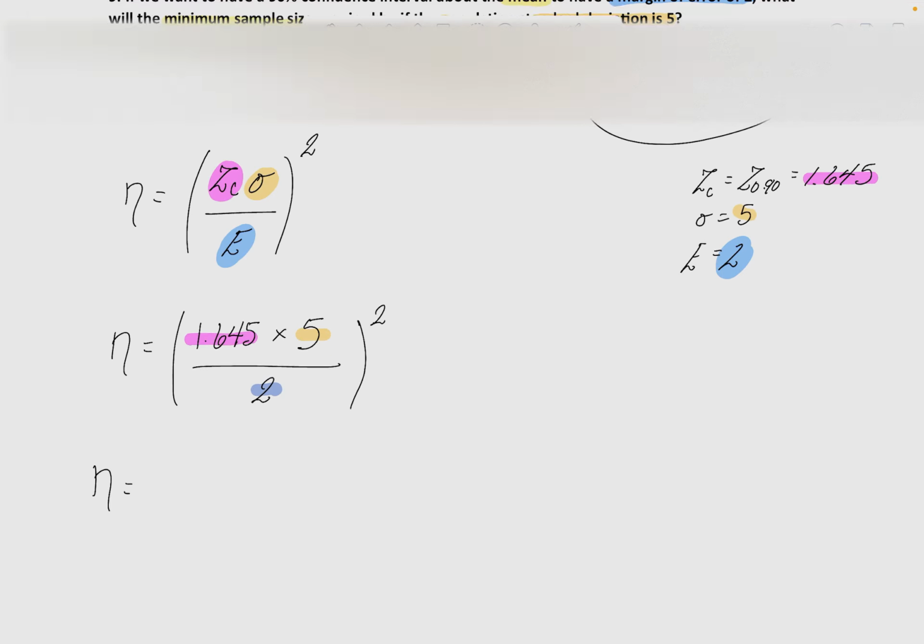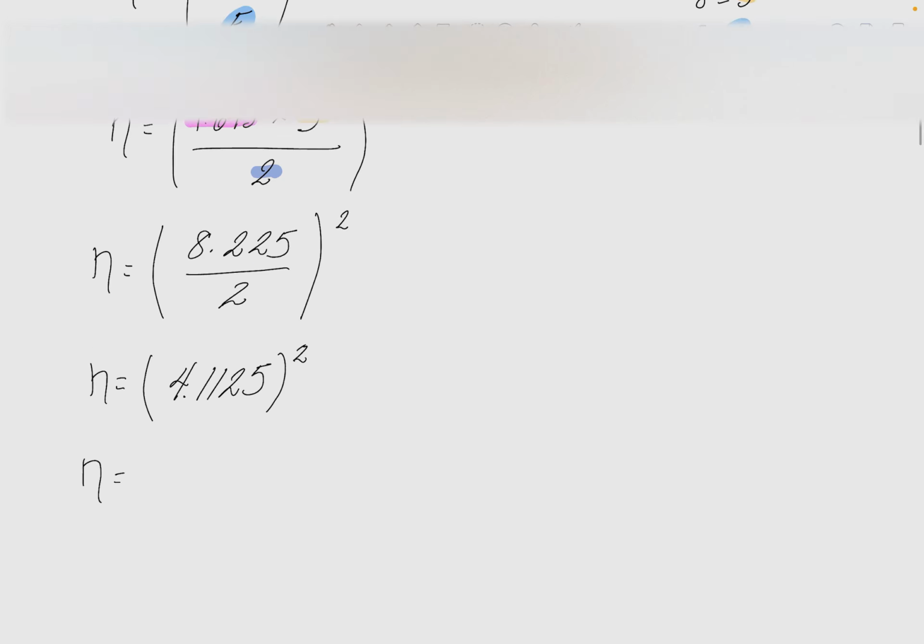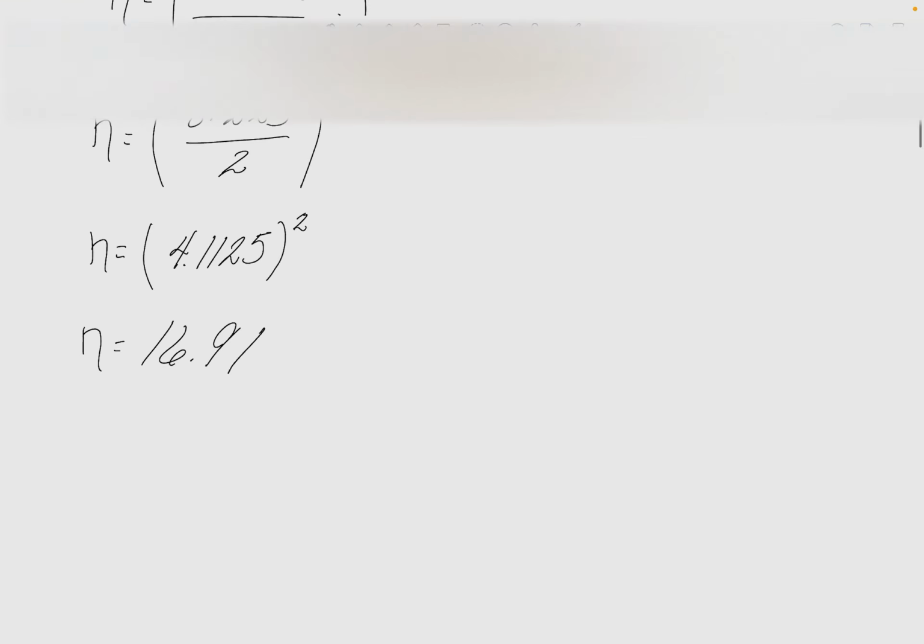Okay, doing this math into our calculator, we have 1.645 multiplied by 5. That gives us 8.225. We're going to divide that by 2. Of course, everything is squared still. I'm going to reduce this fraction by dividing by 2. And that should give us 4.1125. And of course, that number is going to be squared. When we square that number, we get 16.91.